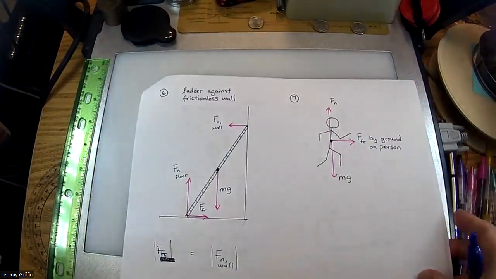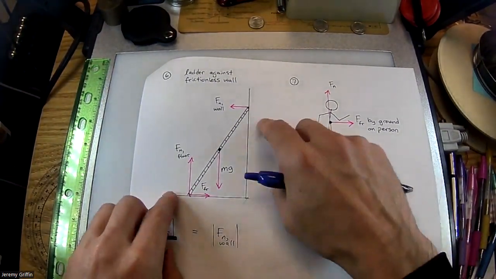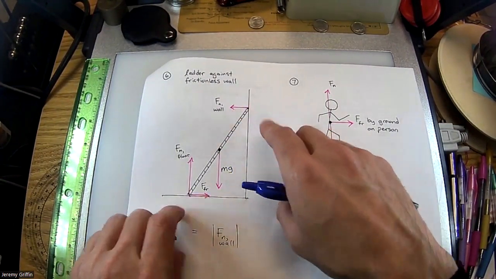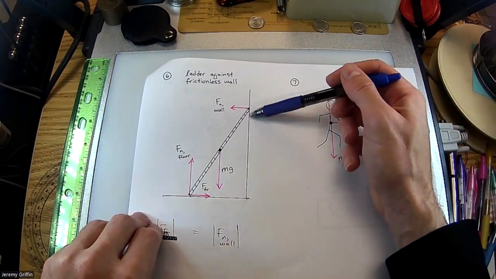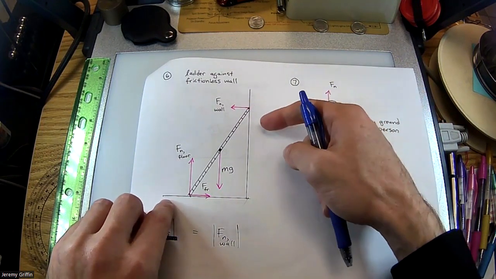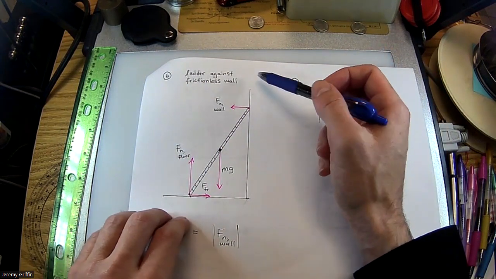Number 6, a ladder against a wall. The question was which forces are identical, and you have to say the friction force and the normal force from the wall would be identical. In my solution here, I amended this a little bit. Suppose it's a frictionless wall, so there's no friction on the wall. In that case, the weight and the normal force on the floor would also be equivalent in magnitude.